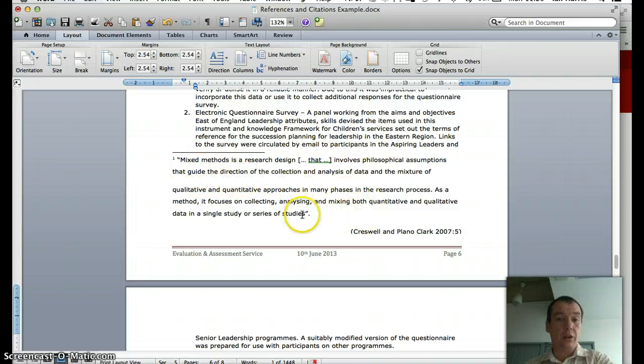So the first thing to note, quotations appear inside of quotation marks. I know it seems obvious, but if you don't put the quote marks around it, technically you're saying it's your words and not anybody else's. So if it does come from somebody else, quote it.